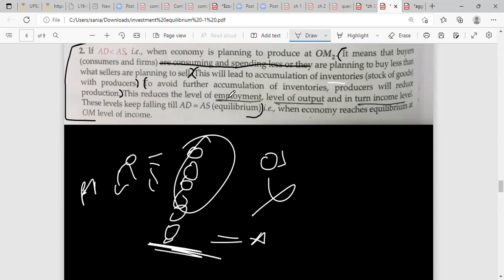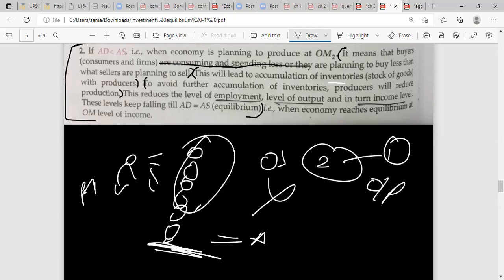This reduces the level of employment. So if I have 2 people working with me and now there is no work because I have stopped my production, I will fire one person, or I will tell him that I don't need you because my work is not going smoothly, right? Plus output will also come down. Plus nobody is purchasing my product, so my income will also come down. So they will keep on falling till my AD becomes equal to AS. Clear?